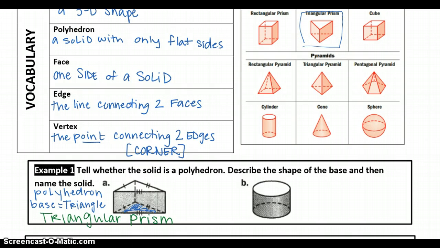Let's look at shape B. Is this a polyhedron? Well, I have curved sides, so this is not a polyhedron. What shape are my bases? Well, my bases, on the bottom, we have a circle, so the base is a circle. So looking up at my chart to name this solid, well, the top is a circle and the bottom is a circle, so this is a cylinder.